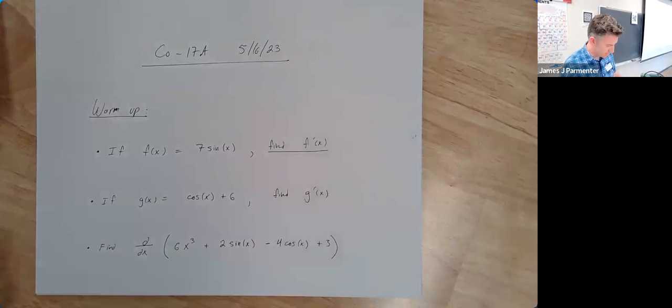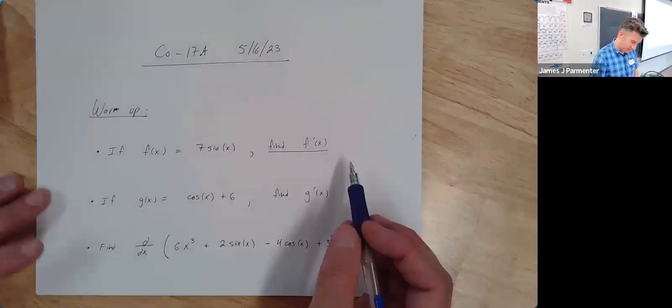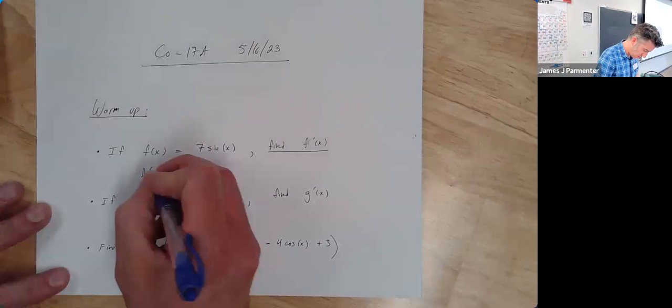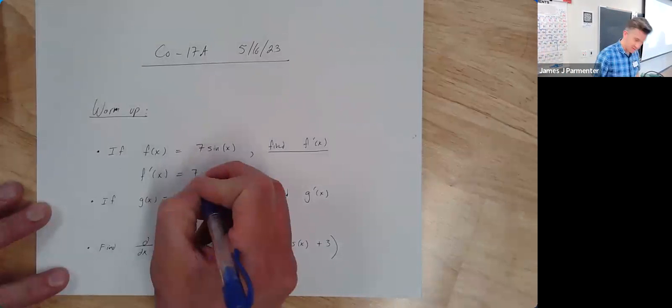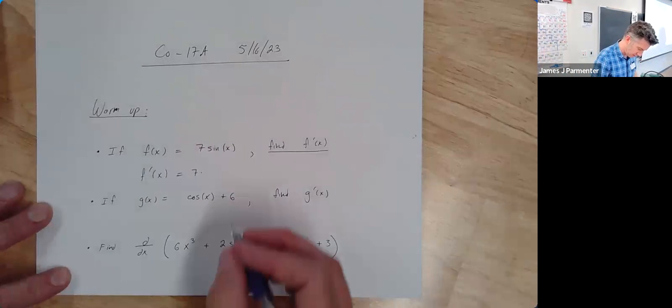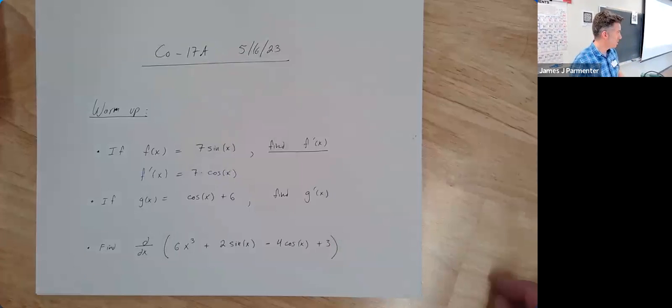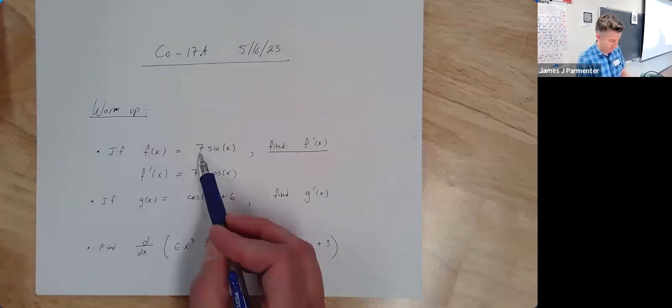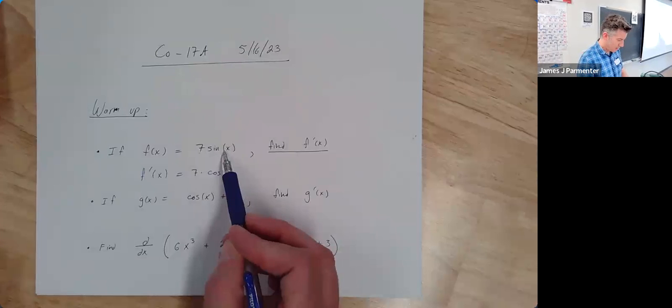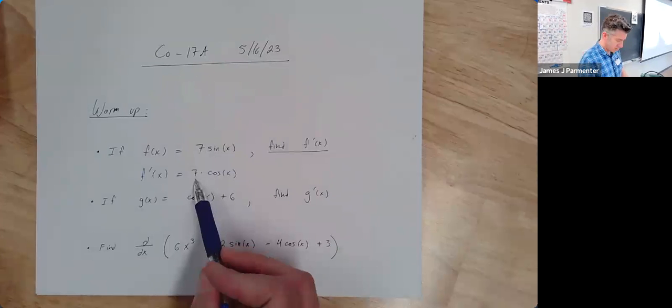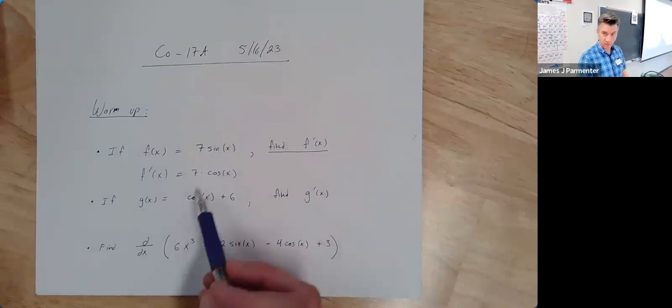So let's go and look at these first few problems, and we'll start talking about all the things. We have a lot of things to talk about. For f of x equal to 7 times sine of x, the derivative is going to be 7 times the derivative of sine of x, which is cosine of x. Or as I would say in general, if you have a constant multiple of a function and you take the derivative, the constant multiple hangs out. So the derivative of 7 times sine is 7 times the derivative of sine.